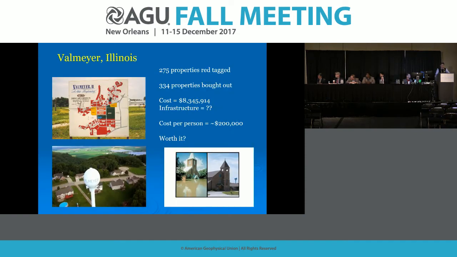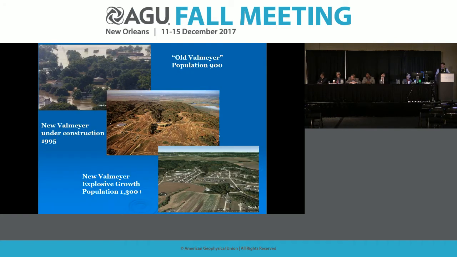So Valmeyer, 275 of those properties could not be rebuilt. 334 of them were bought out and moved up on the slope. The cost was about $8 million just for the buyout, but probably double that amount for the infrastructure, the roads and the treatment plants and the new schools and all the community infrastructure. And that came down to a cost of about $200,000 per person. And for us, we have to question if it was worth it. I know Valmeyer gets a lot of good press, but really for that value, I'm not sure we got the best benefit-cost ratio.